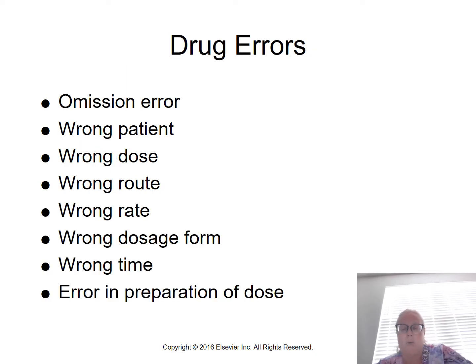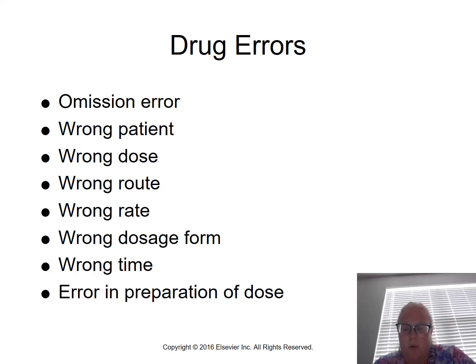Okay, so what kind of drug errors can occur? Well, there's lots of drug errors that can occur because one or more of the rights was not followed. There can be errors of omission. There can be wrong patient errors. There can be wrong dose errors, wrong route errors, wrong rate errors, wrong dosage form errors, wrong time errors, and errors in preparation of the dose.